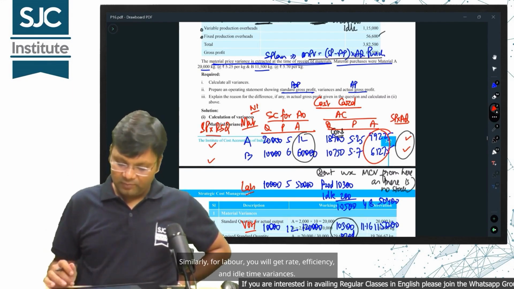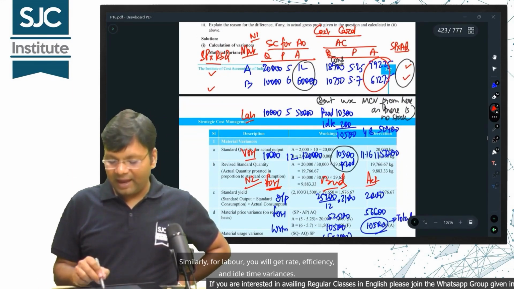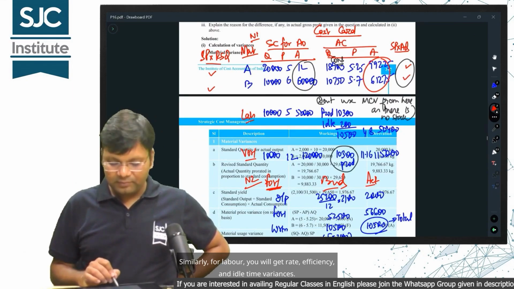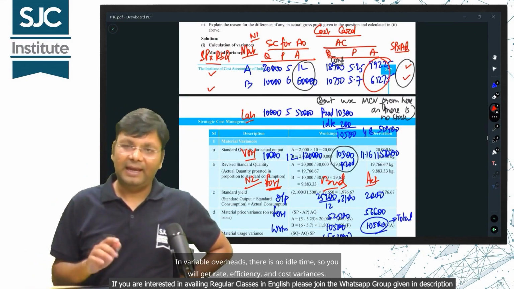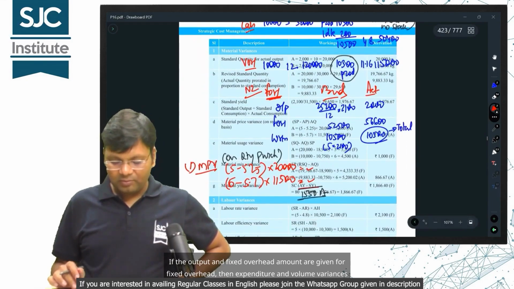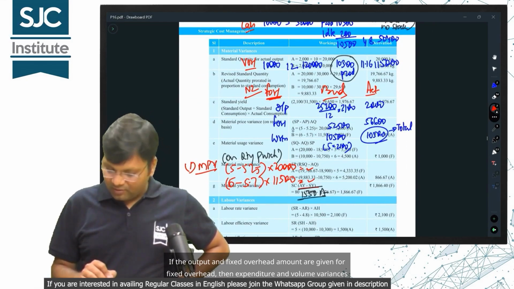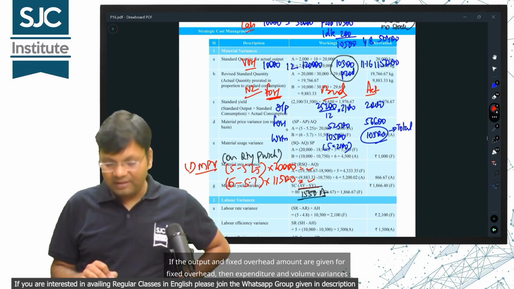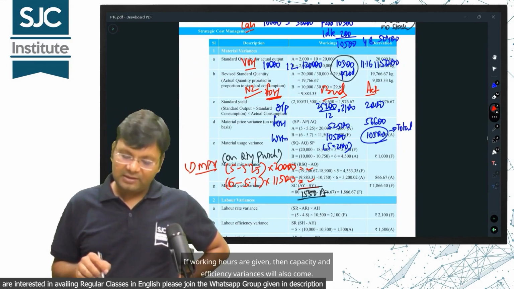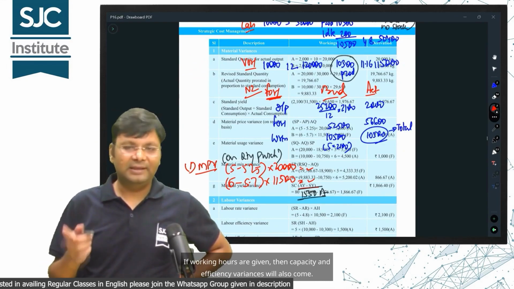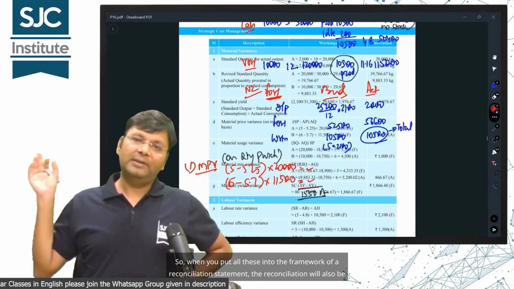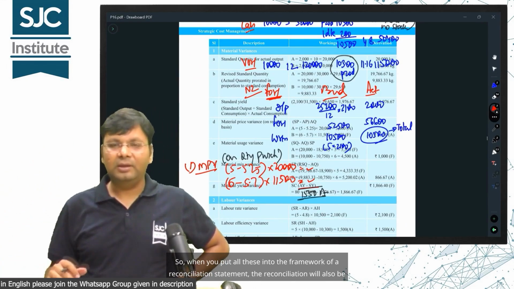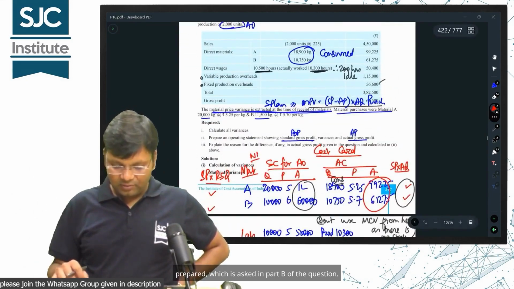Similarly, for labor, you will get rate, efficiency, and idle time variances. In variable overheads, there is no idle time, so you will get rate, efficiency, and cost variances. If the output and fixed overhead amount are given for fixed overhead, then expenditure and volume variances will come. If working hours are given, then capacity and efficiency variances will also come. So, when you put all these into the framework of a reconciliation statement, the reconciliation will also be prepared, which is asked in part B of the question.